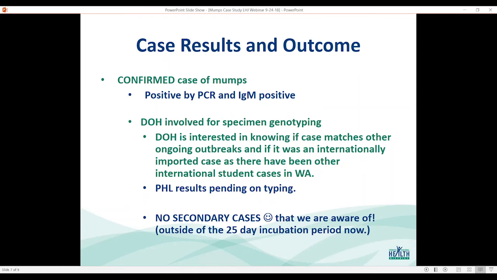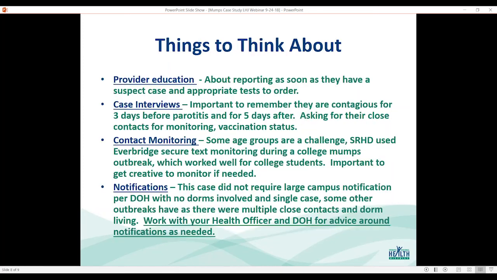point. The good news in all of this was that there were no secondary cases that we are aware of. So again, those close contacts did not become ill with mumps, and it is outside of that 25-day incubation period now. And so public health did a good job to watch for that and monitor for additional cases. And again, at this time, there were none.